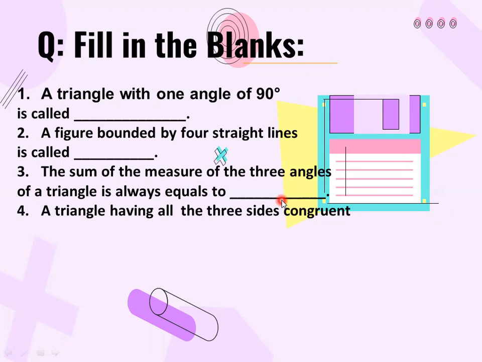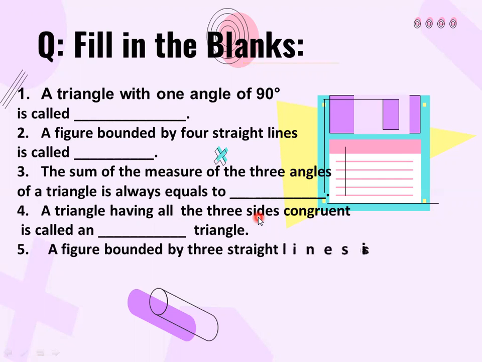A triangle having all the three sides congruent is called an dash triangle. Okay, if you have any triangle whose all the three sides congruent, so what type of triangle will it be? Yes, it will be an equilateral triangle. Okay, it will be an equilateral triangle.